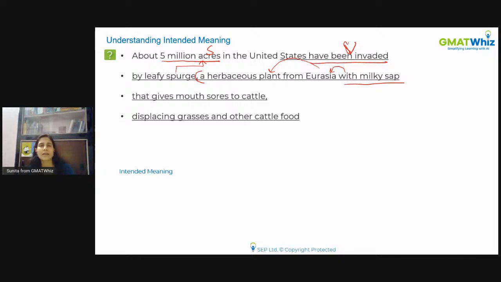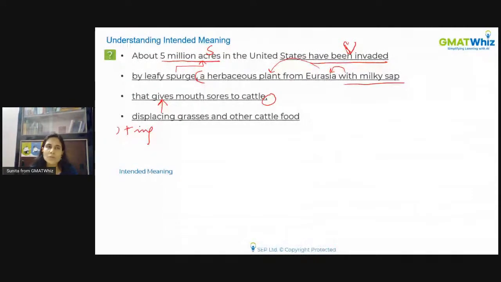Displacing grasses and other cattle food. Now, we've got a comma here and we've got an ing. So the comma plus ing has to be modifying the nearest verb. What is the nearest verb? Gives mouth sores to cattle.